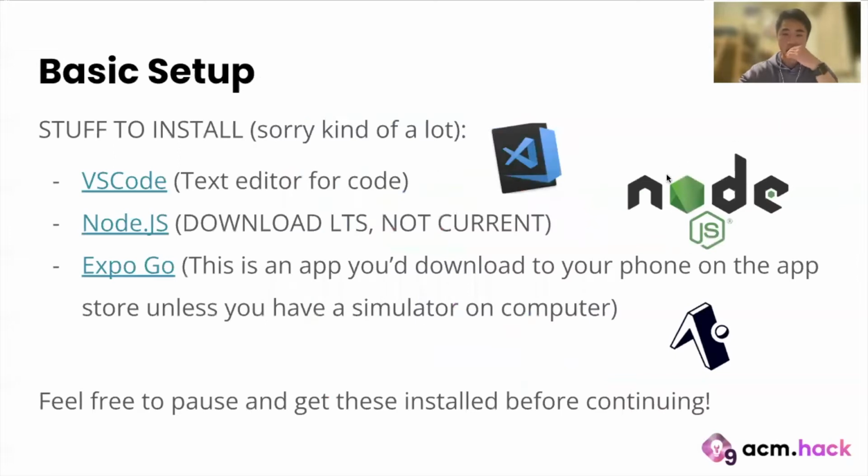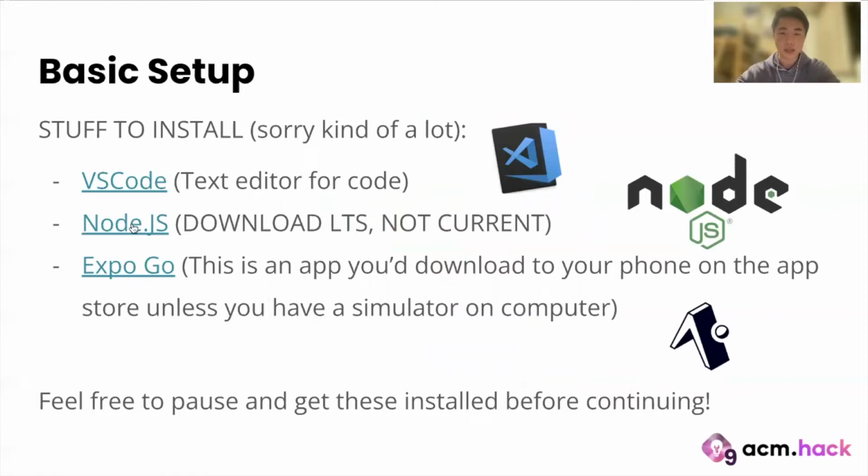Okay, so now we're going to talk about the basic setup of this. There's kind of a lot of things to install, but basically we're going to be using VS Code, Node.js, and Expo Go. VS Code is our text editor. And also all of these are linked in the slides. So if you go to the slides and click these, it'll take you to where you can download them.